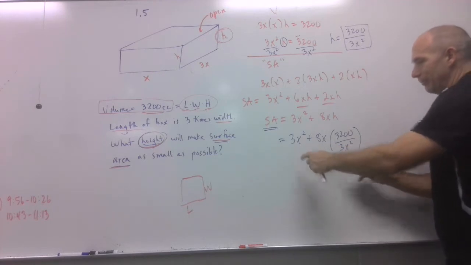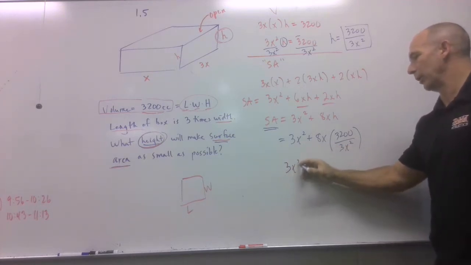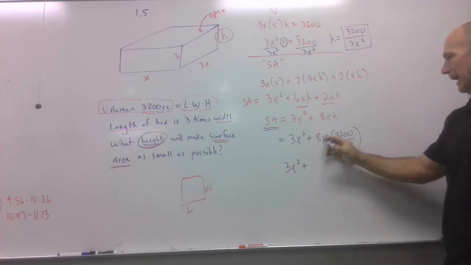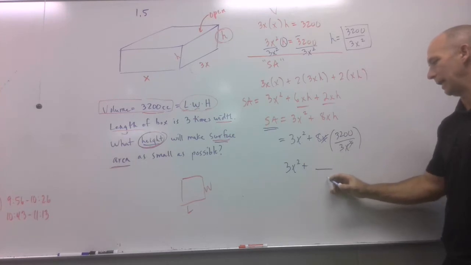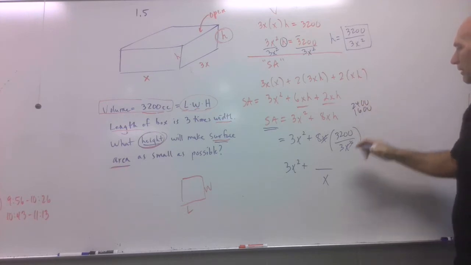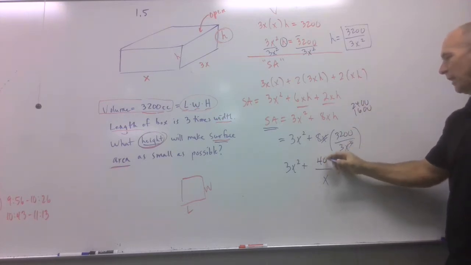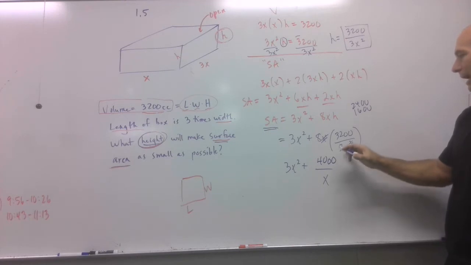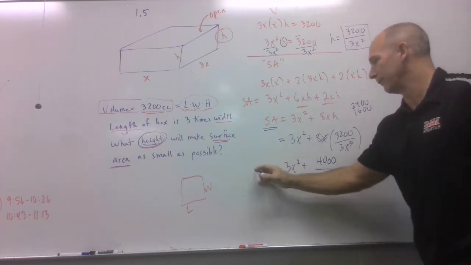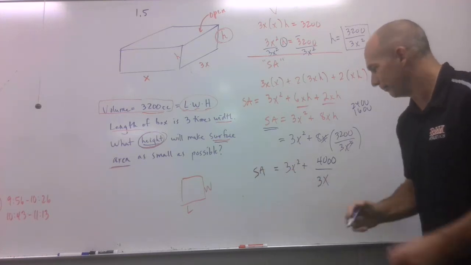I'm going to clean this up so I get 3x squared plus, I might have to cheat here, the x's go bye-bye, one of them. That one goes bye-bye, and then there's one in the bottom. And this would be 2,400 plus 1,600 in the top. So that'd be 4,000 in the top. And that 3 stays down there. So this is the formula for the surface area.